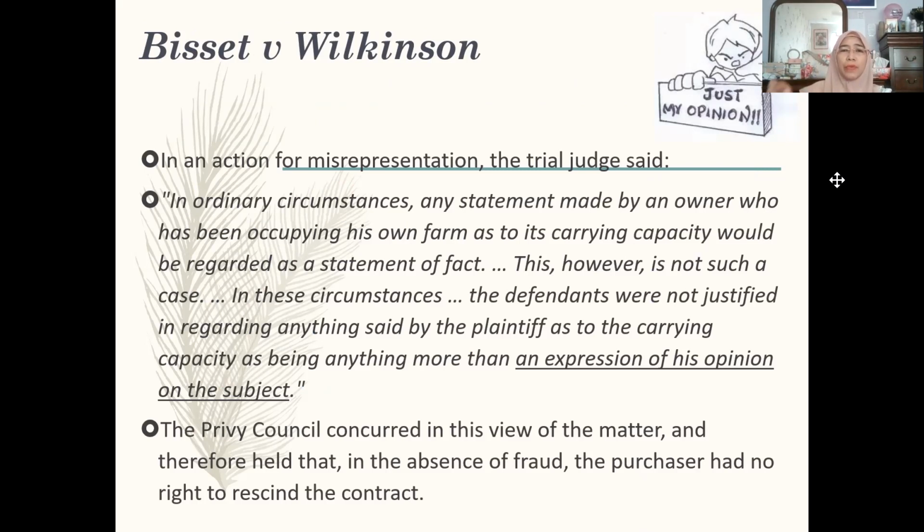So this is the statement, the observation by the trial judge. He said that in an action for misrepresentation, you can read on your own here. All right, the last part here: defendants were not justified in regarding anything said by the plaintiff as to the carrying capacity as being anything. Why? This is just a mere expression of his opinion on the subject. It's not really a fact because he doesn't know. He never had any sheep farming on his land before. So whatever he said during negotiation is just a matter of opinion.